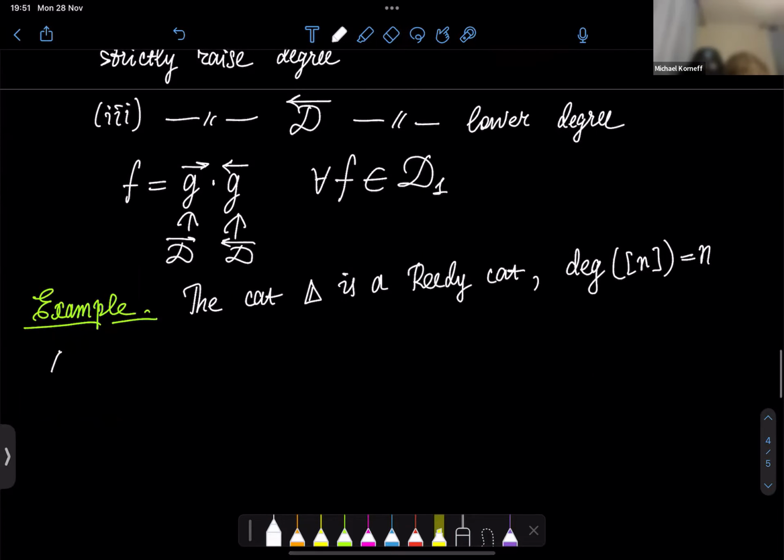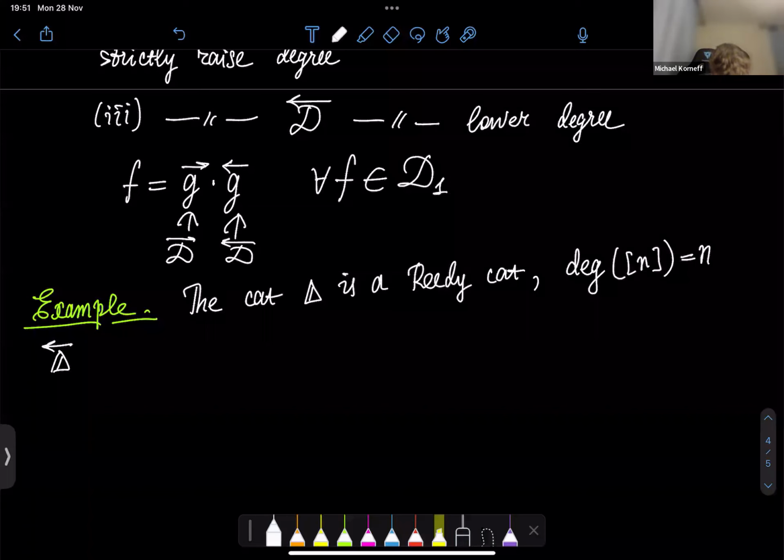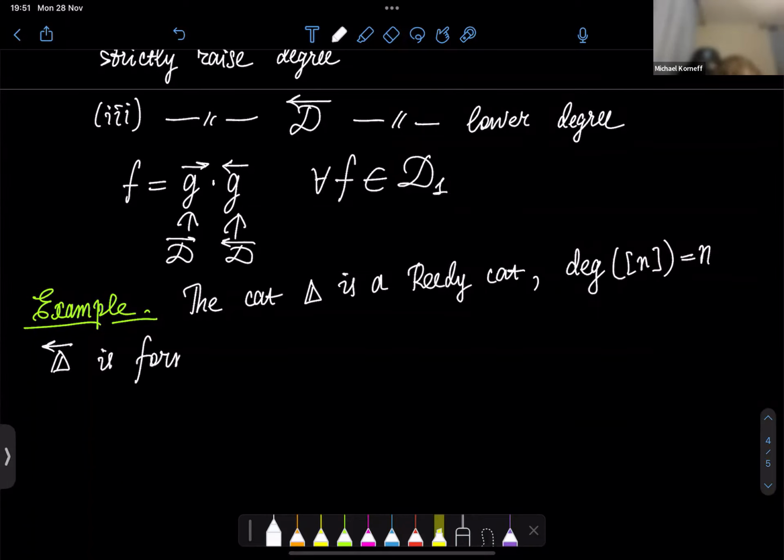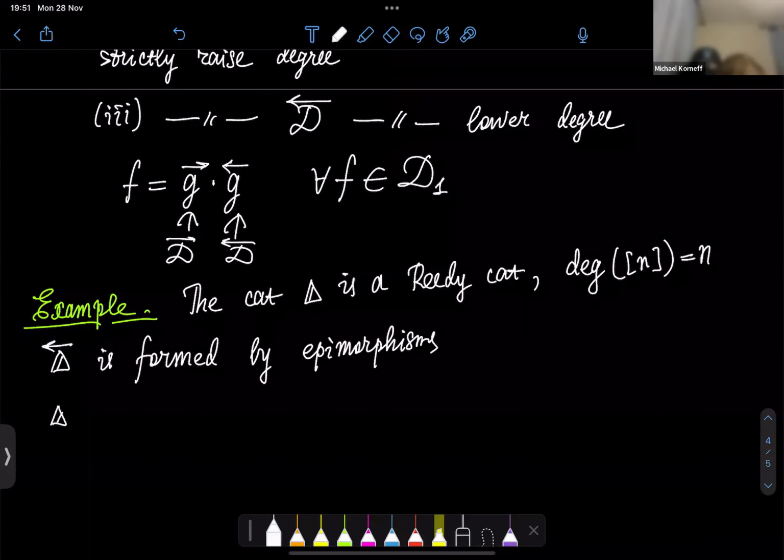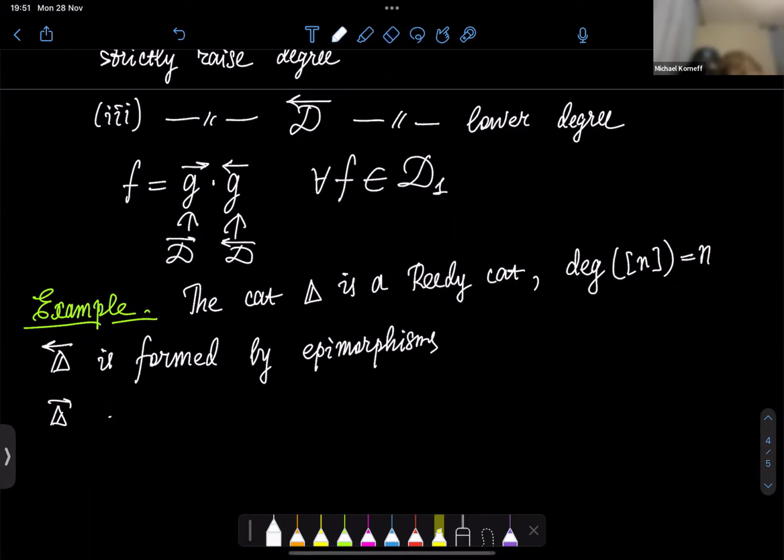And this subcategory is formed by epimorphisms and this one is formed by monomorphisms.